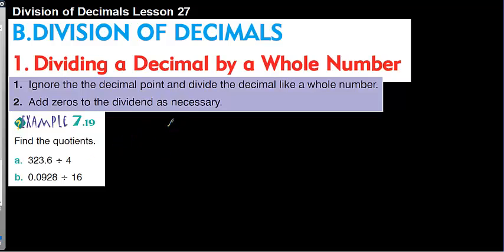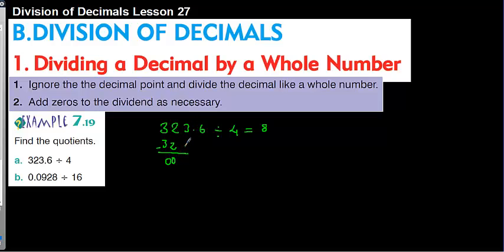I'm going to explain that one now. 32.36 divided by 4, the result is going to be equal to, now we are going to divide 32 by 4 and it's going to be equal to 8, and then 8 times 4 is equal to 32. When we subtract them, it's going to be equal to 0 and 0.